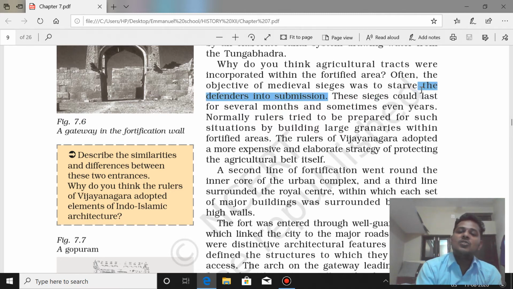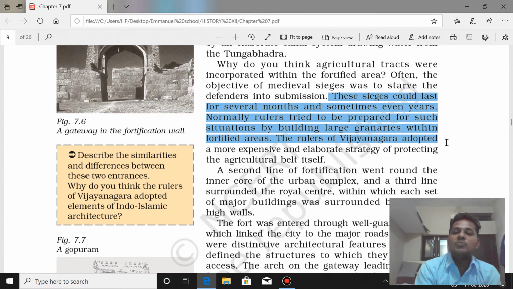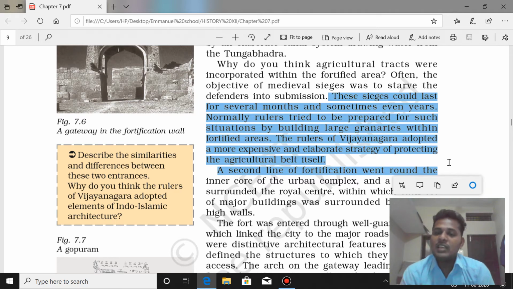So these sieges could last for several months, sometimes even years. Normally the rulers tried to be prepared for such situations by building large granaries within the fort, यही होता है, granaries बना के रखते हैं. The rulers of Vijayanagara adopted a more expensive and elaborate strategy of protecting the agriculture belt itself.